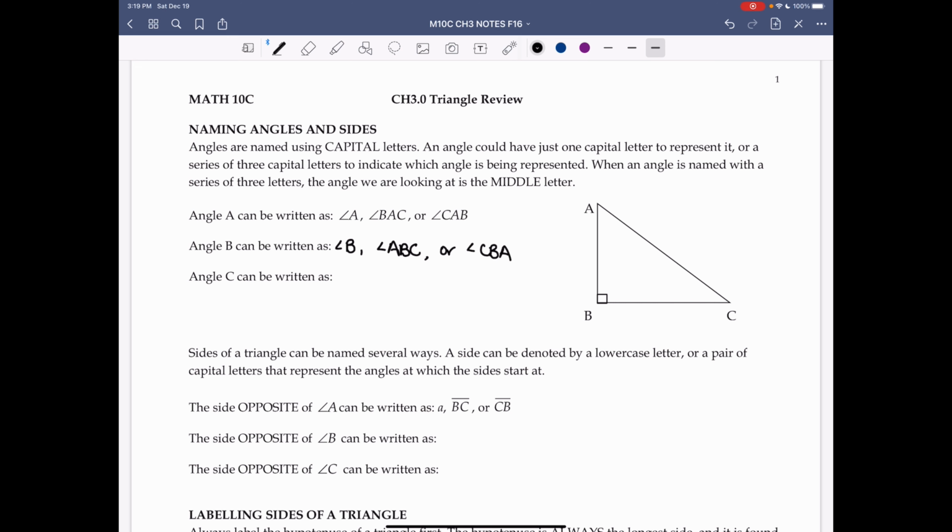And then angle C, we could just use 1 letter, angle C. If we're using 3 letters, we can start from A, go to C, and then go to B. The angle formed is angle C, so we can call it angle ACB. Or we could start at B, go to C, and then go to A, still talking about angle C here. So we can also call it BCA.